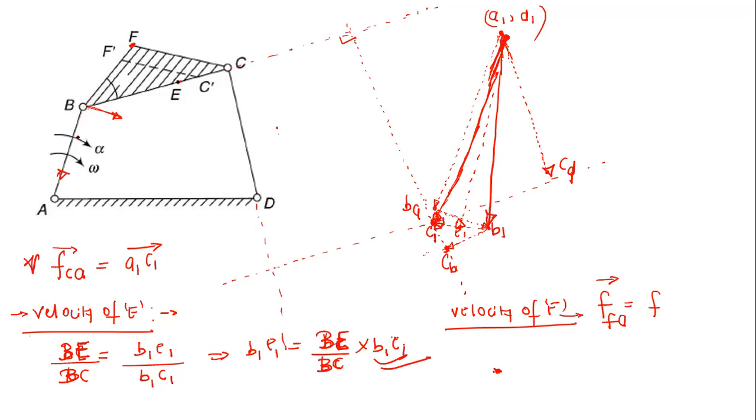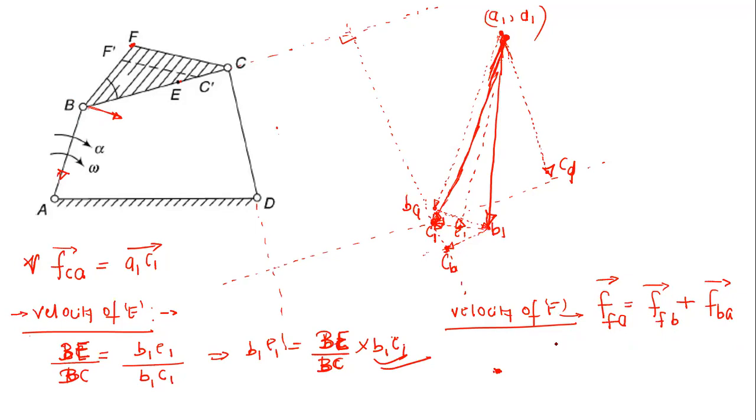So I'm just taking this one, right? So the FA vector is going to be equal to FB, very simple, plus FBA. So why are we going this way? Because we already know that the acceleration of this point B is now known to us, so we can utilize that to find the acceleration of this point F.